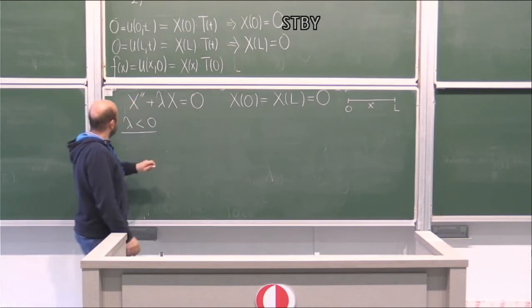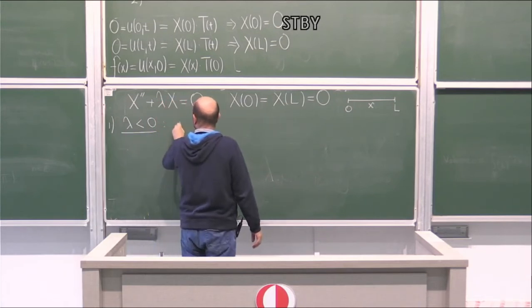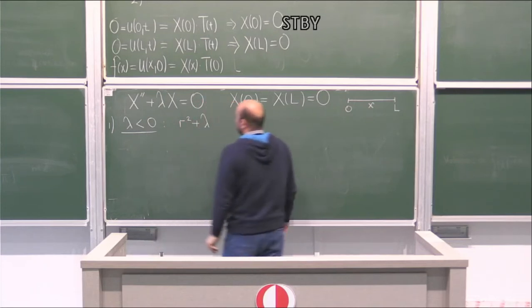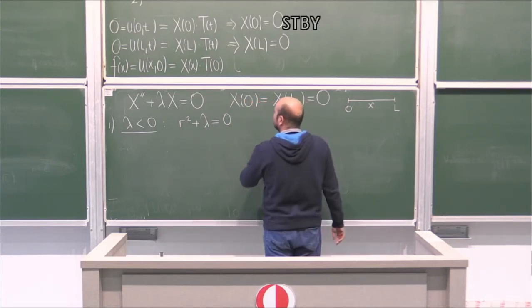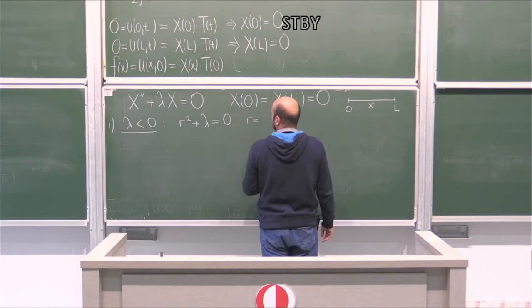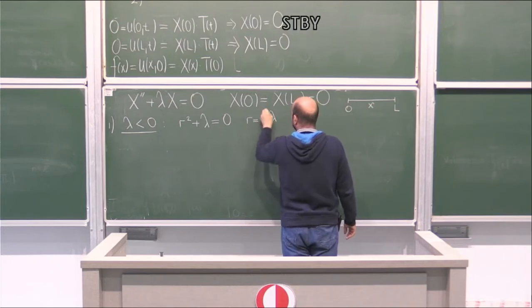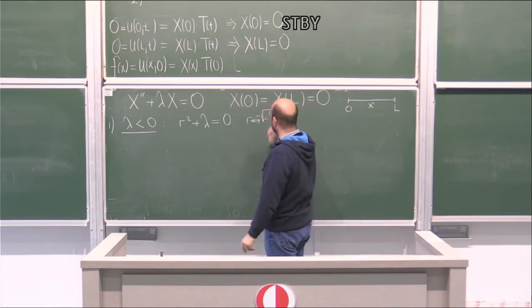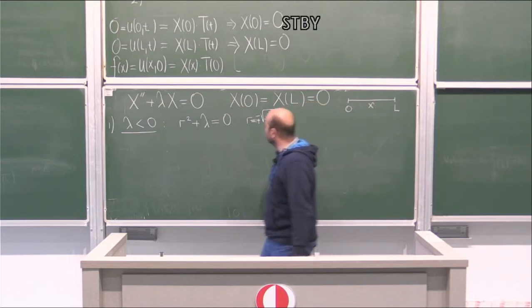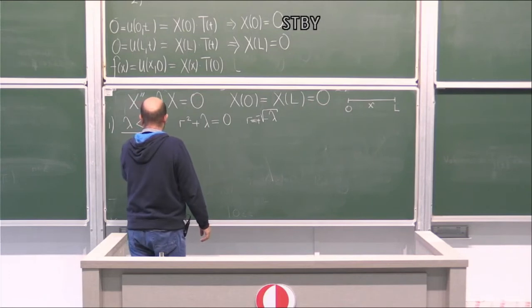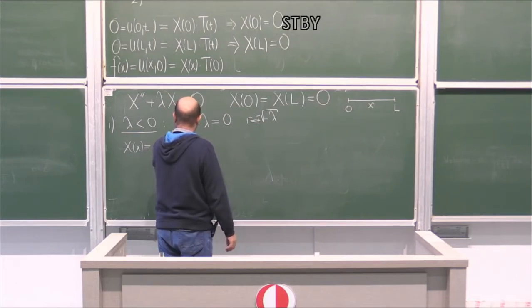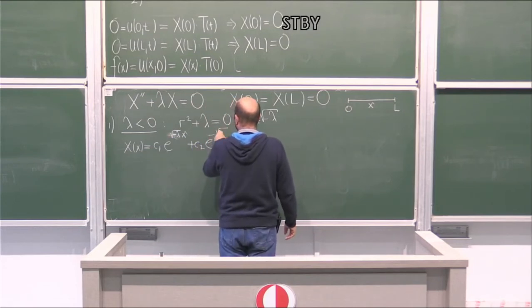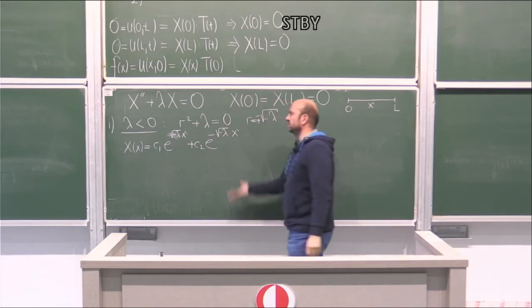Now if you look at the characteristic polynomial, it is always r squared plus lambda. Okay? If you take it equal to zero, now be careful, lambda is now negative. So this gives us r equal to plus or minus the square root of minus lambda. If you take it to the other side and take the square root, because minus lambda is now positive, we have these things. So then what do we get for the solution? X of x equals c1 e to the, let's take the plus one, square root of minus lambda times x, plus c2 e to the minus square root of minus lambda times x. Okay, so this is the solution.